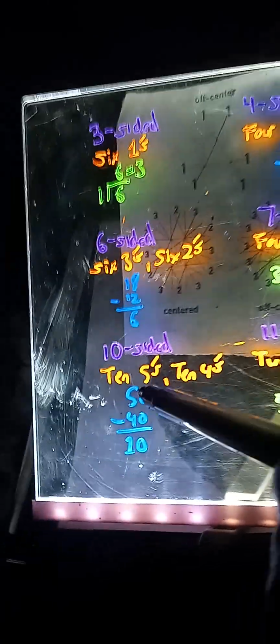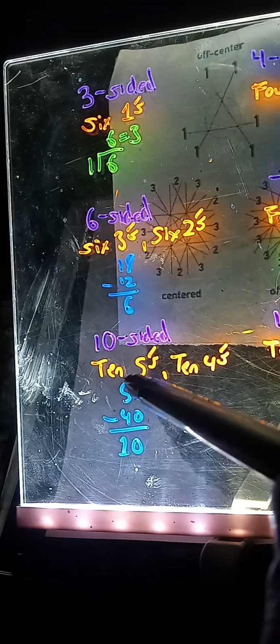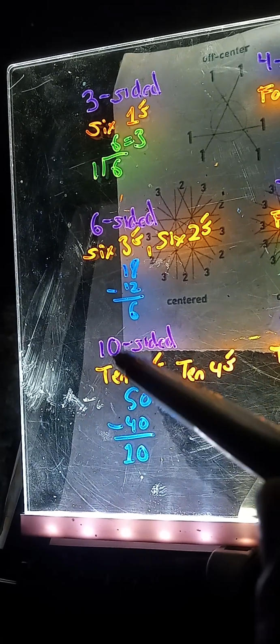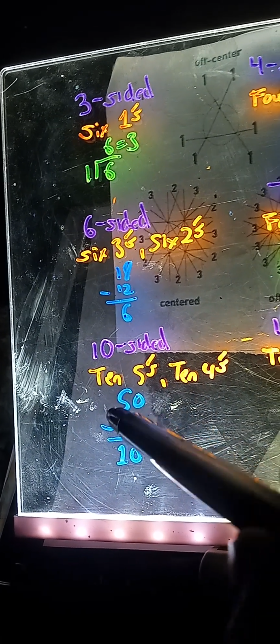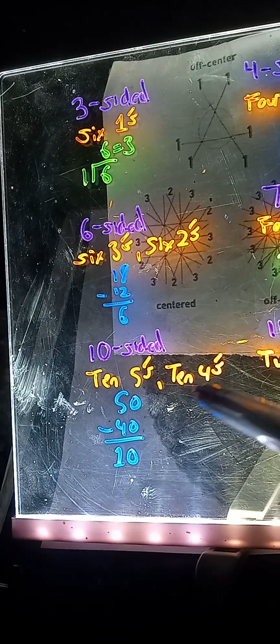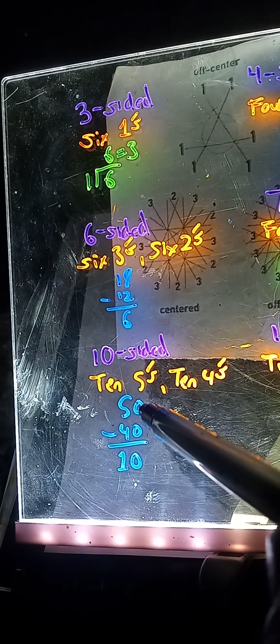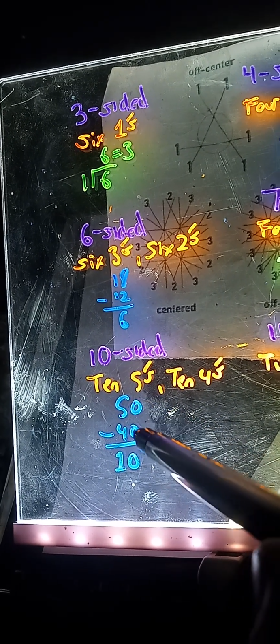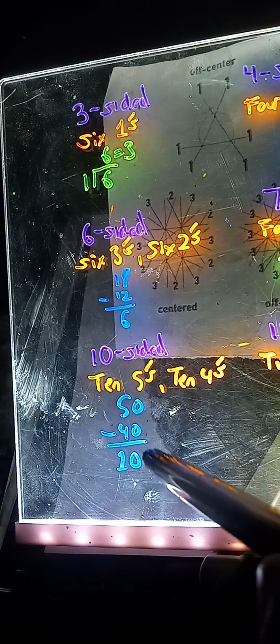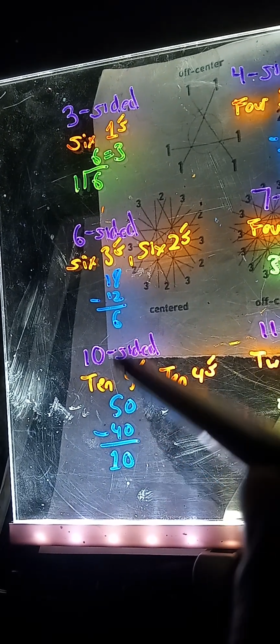And then without these showing me, I can assume that a 10-sided or 10 lines going through a point would be 10 fives and 10 fours. And then 10 fives is 50 and 10 fours is 40. And you subtract that and you get 10. 10 lines going through are 10-sided.